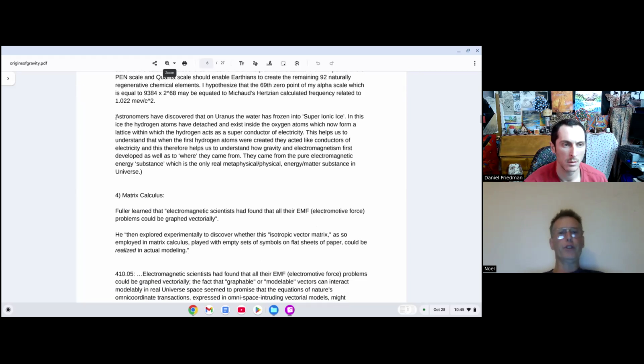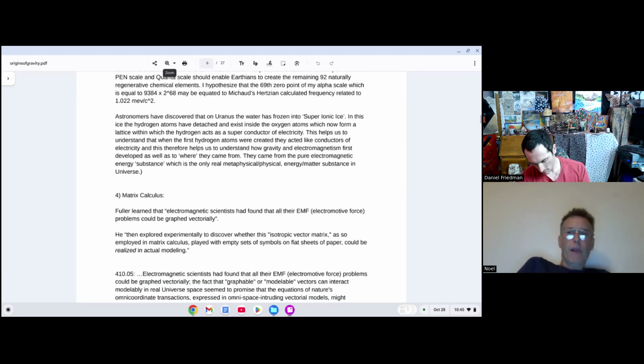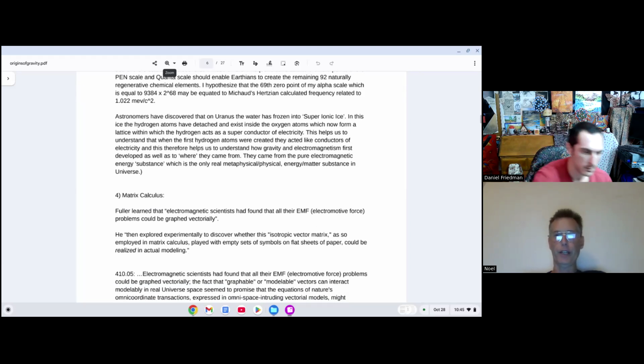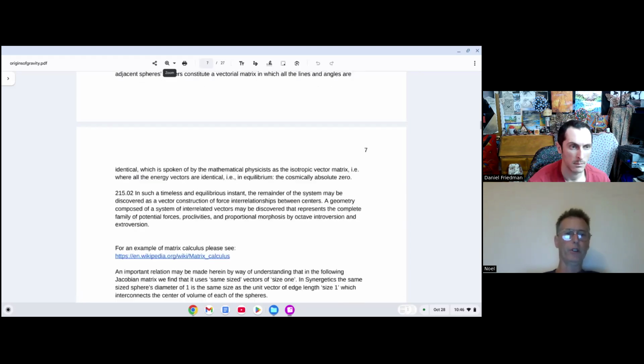So astronomers have discovered that on Uranus, the water is frozen into what's called superionic ice. In this ice, the hydrogen atoms have detached from the oxygen and they exist inside the oxygen atoms, which now form a lattice within which the hydrogen acts as a superconductor of electricity. This helps us understand that when the first hydrogen atoms were created, they acted like conductors of electricity. And this therefore helps us to understand how gravity and electromagnetism first developed, as well as where they came from. They came from the pure electromagnetic energy substance, which is the only real metaphysical, physical energy matter substance in the universe.